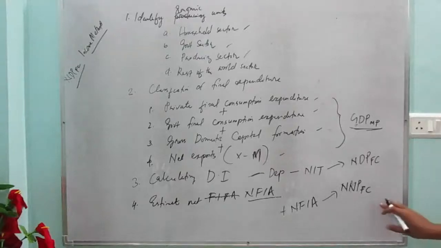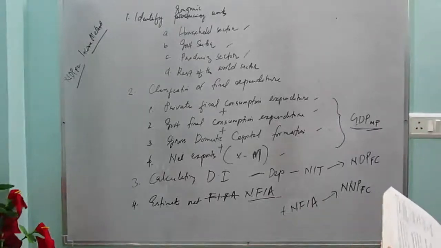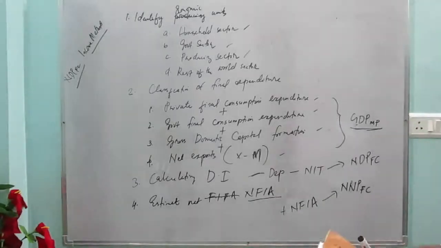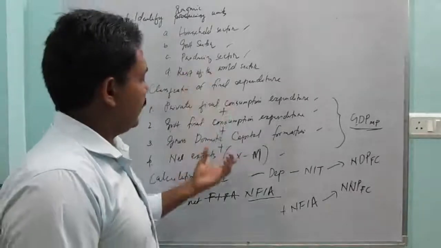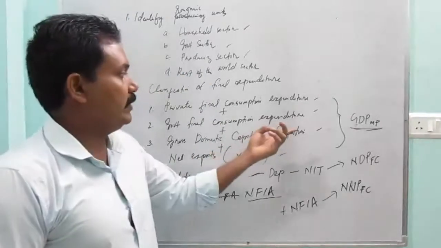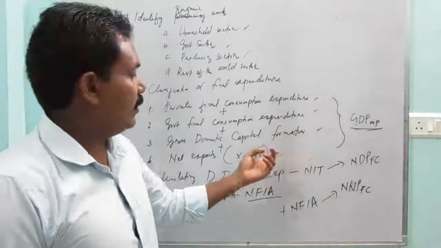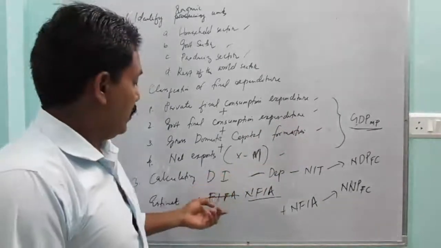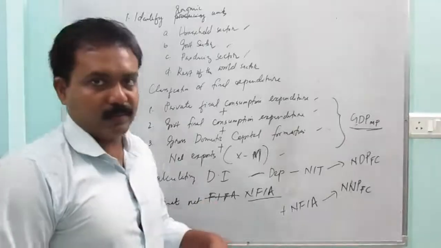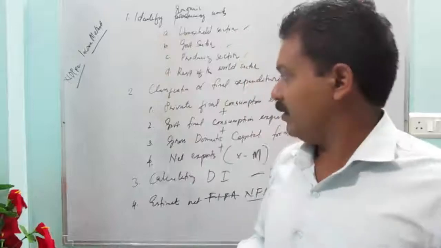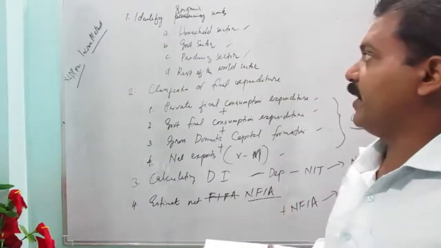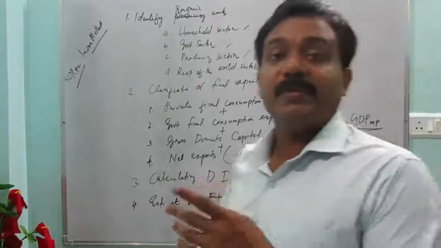So if you want to find out national income, in that case you have to do these steps. Otherwise, if you are asked to find the GDP MP using the expenditure method, then in the first step itself, after identification, after having solved this much, you will get GDP MP. If you are asked domestic income, one more step you have to go, and for national income, one more step.